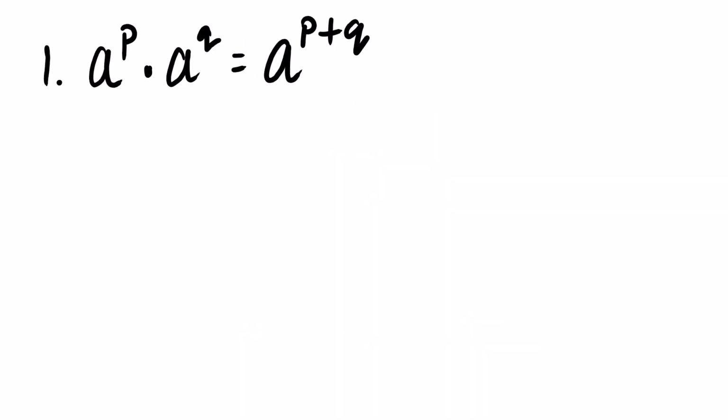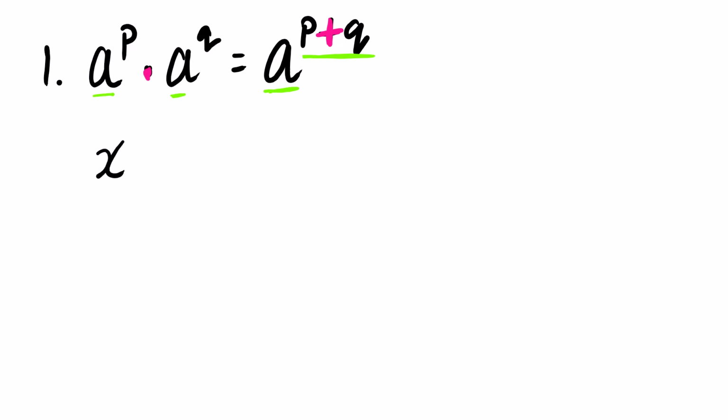The first law. Suppose we have two terms multiplying each other. We have two terms which have the same base, a multiplied by a. Actually, it's a to the power p multiplied by a to the power q. We simply take one base and then we add the exponents. We only add provided the sign between the two terms is a dot product or multiplication sign.